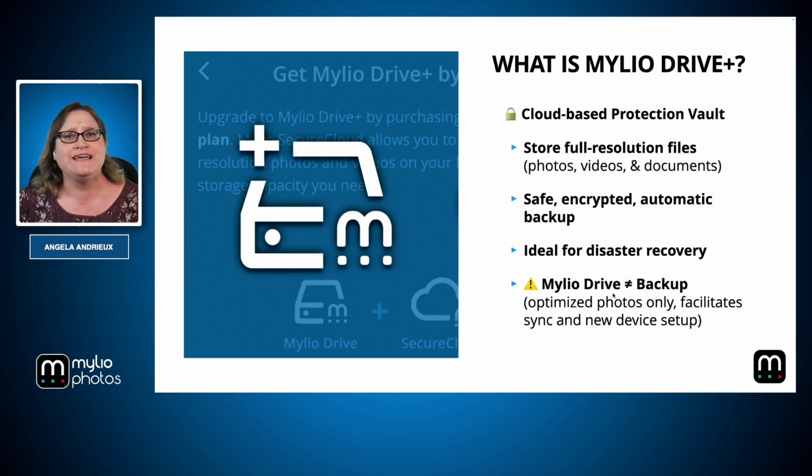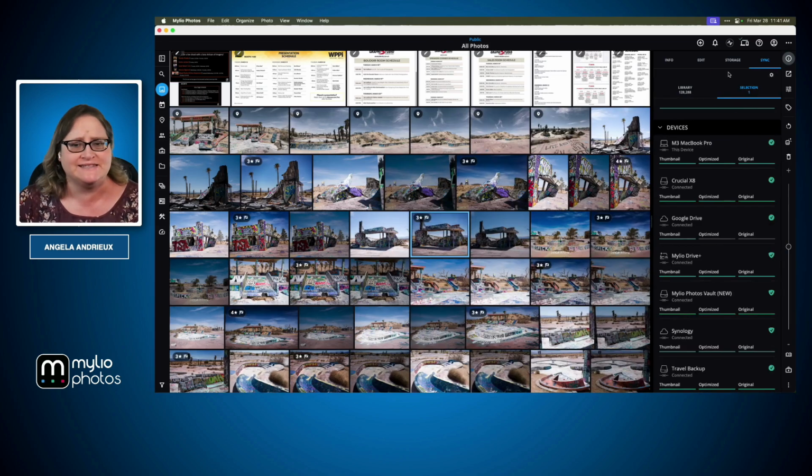You might have already seen Mylio Drive on your computer, and you might even have it enabled right here. Mylio Drive only syncs the optimized versions of your files. So there's the smaller versions, and it's meant to facilitate syncing between devices and setting up new devices. It is not backup. If you want to have original quality files backed up, you have to add on Mylio Drive Plus with secure cloud storage, and that gives you the option to put everything in the cloud and make the cloud a vault.